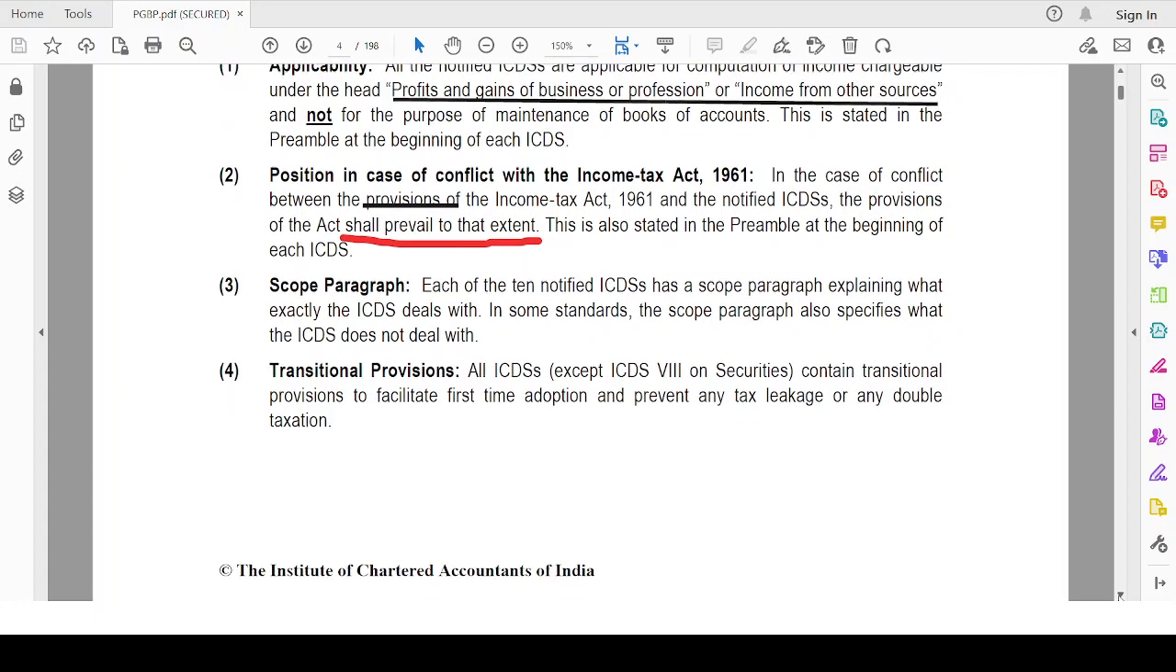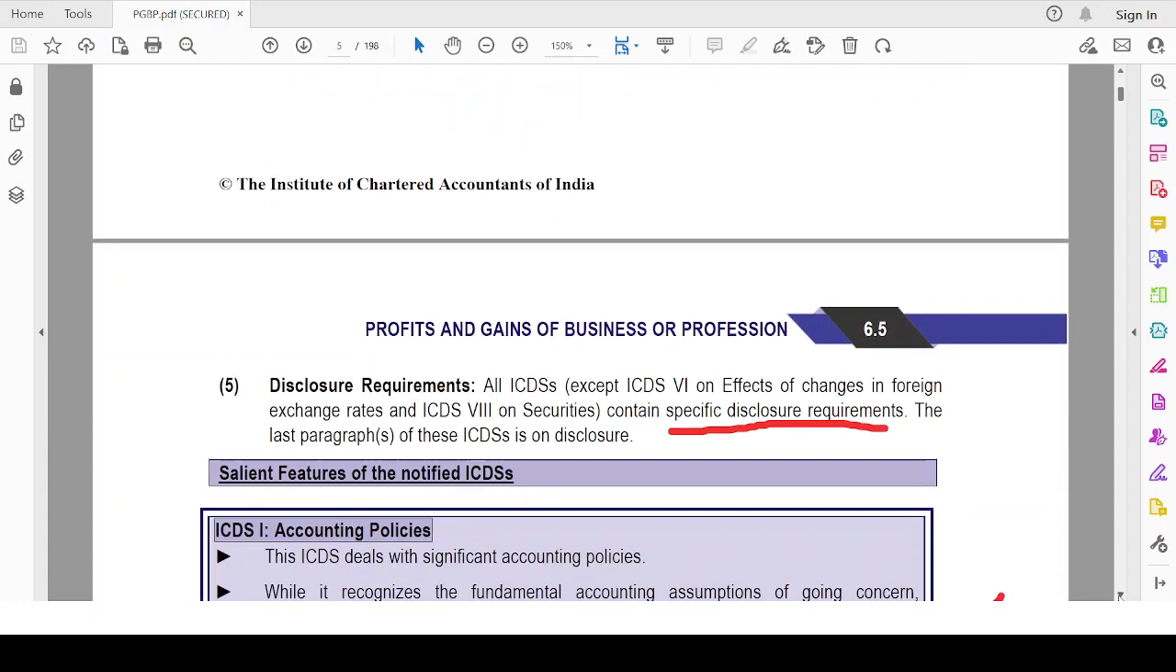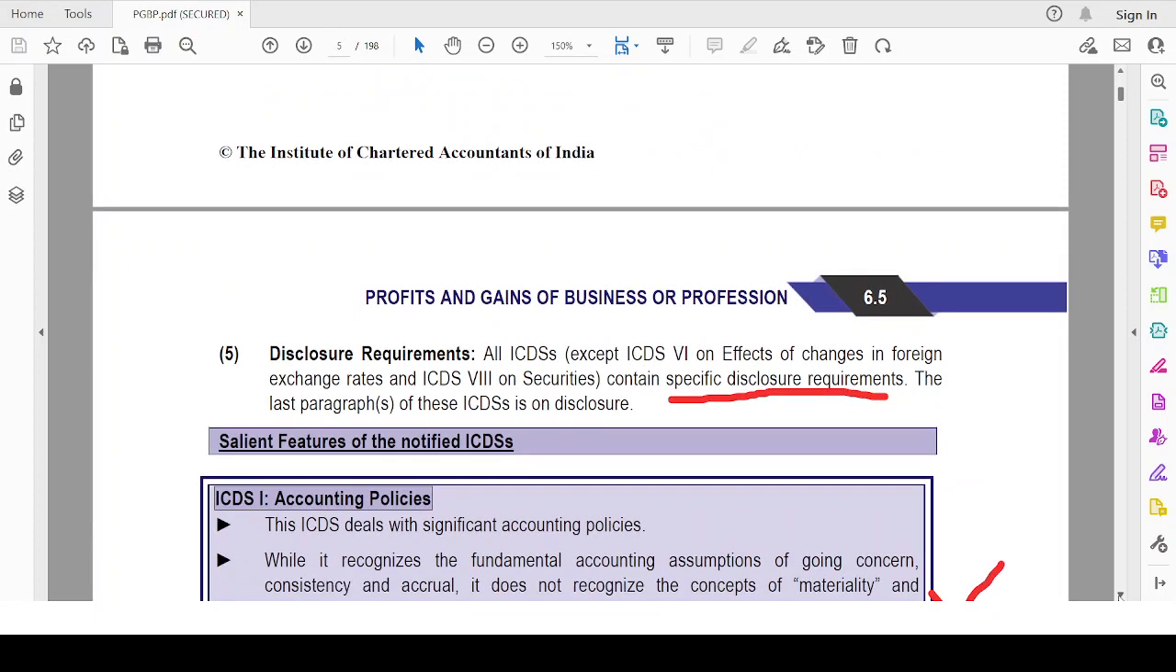Then the scope paragraphs will be given along with tax provisions. So all normal things. A specific disclosure requirement for each standard is given.